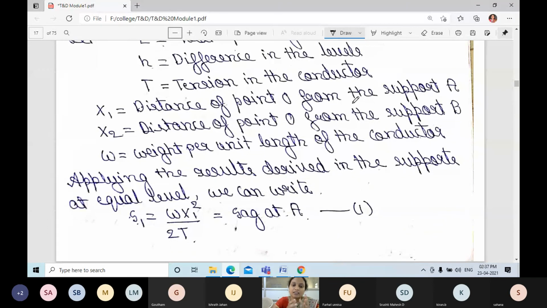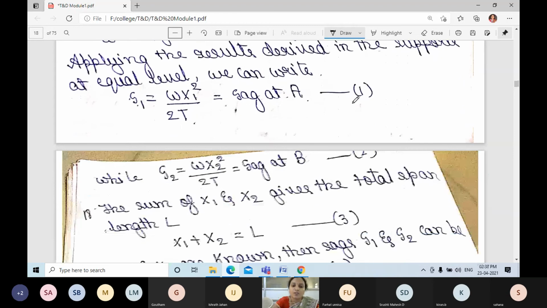If we apply it at support A, what is the equation? S1 is equal to omega x1 square divided by 2T, since the distance from point O to support A is x1. That is the sag value at support A. And what about the sag value at support B? Similarly, we place x2 instead of x, and S2 instead of S. S2 is equal to omega x2 square divided by 2T. That is the sag equation at support B.